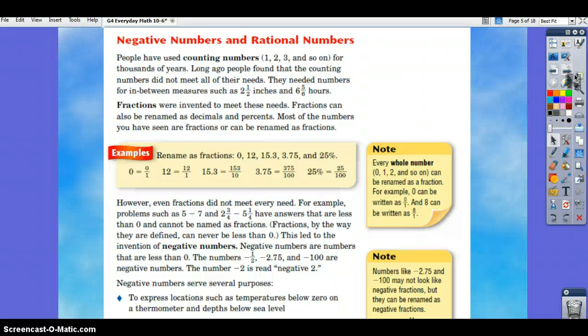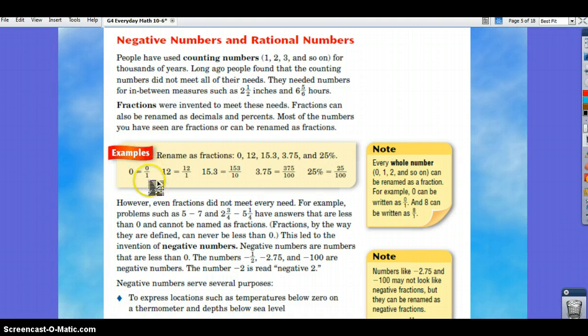Fractions can also be renamed as decimals and percents, and most of the numbers you have seen are fractions or can be renamed as fractions. So if you look over here, 0 equals 0 over 1, because 0 divided by 1 is 0. 12 equals 12 over 1, because 12 divided by 1 is 12. 15.3 equals 153 over 10, because that's the decimal in the tenths position. 3.75 is 375 over 100, because the decimal point has 2 place values after it for the hundredths position. 25% equals 25 over 100.